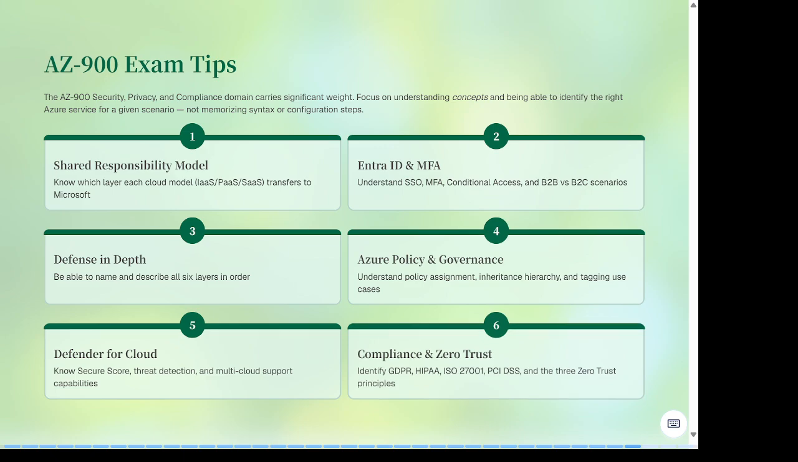Now let's wrap up with some important AZ-900 exam tips. This section is not just about theory, it's about how you should think during the exam, because AZ-900 is not a memorization exam, it is a scenario based concept exam. So your goal is to identify the correct Azure service or concept for each situation. Always focus on understanding concepts, not on memorizing technical syntax or commands.